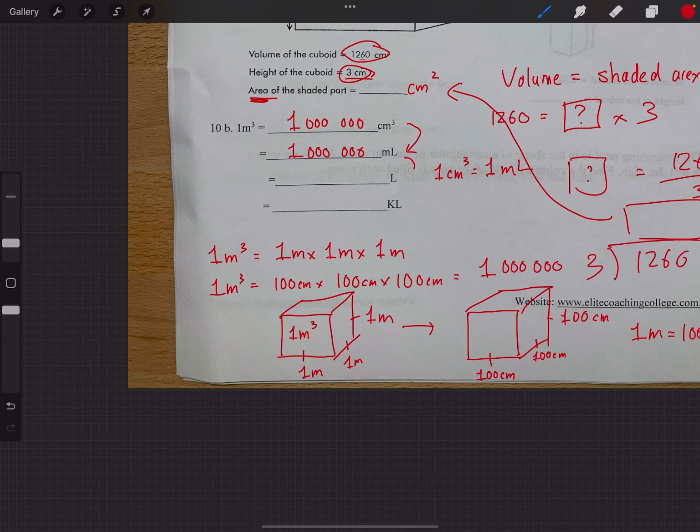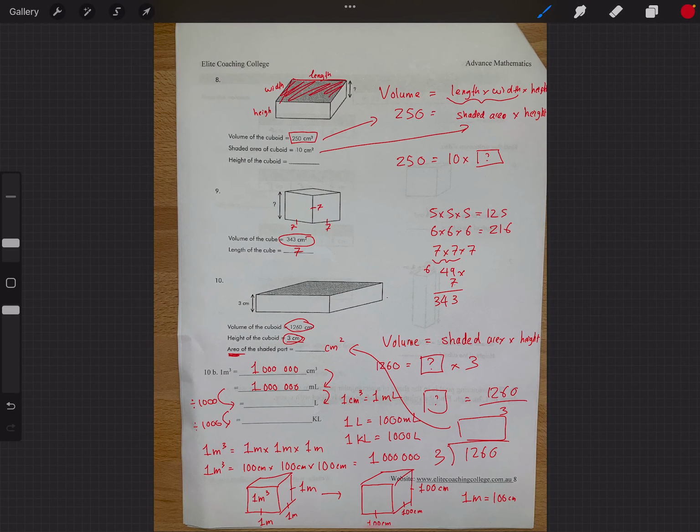And to convert to liters, we know that 1 liter is equal to 1,000 milliliters. So therefore, to go from milliliters to liters, we have to divide by 1,000. And to go from liters to kiloliters, we know that 1 kiloliter is equal to 1,000 liters. We divide it by 1,000 again, and you get the answer. Alright, next page.